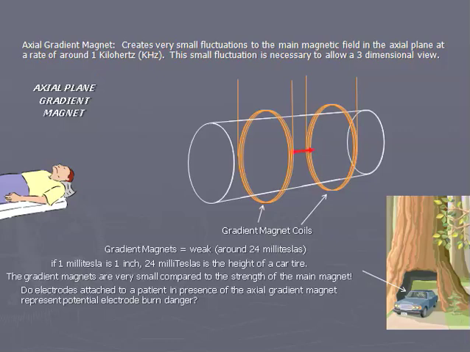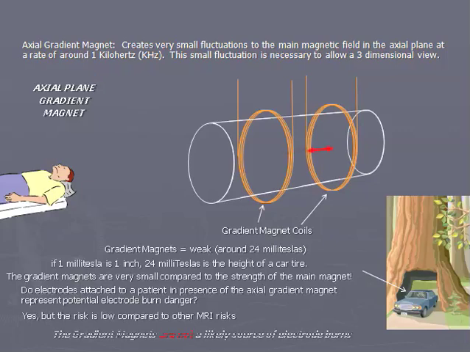Remember that a changing magnetic field can create a current in nearby wires. Do electrodes attached to a patient in the presence of the axial gradient magnet represent a potential electrode burn danger? Yes, but the risk is very low compared to other MRI risks. The gradient magnets are not a likely source of electrode burns.